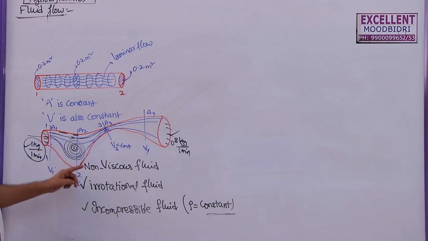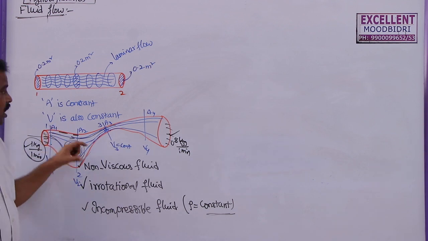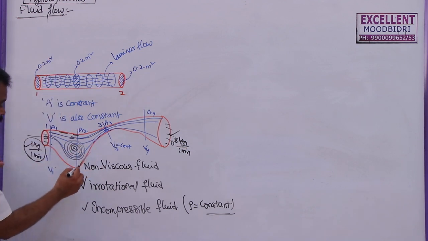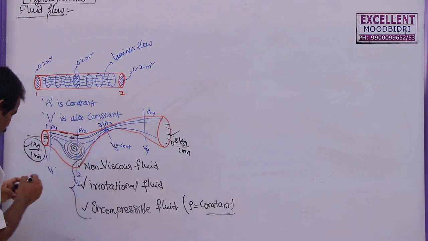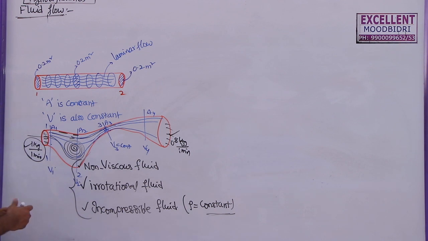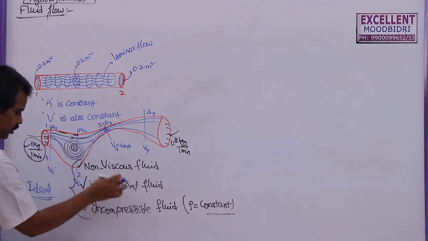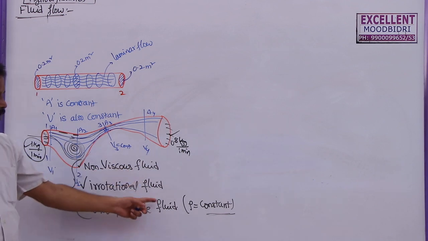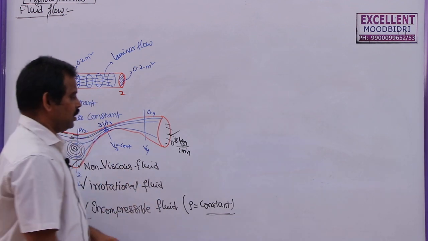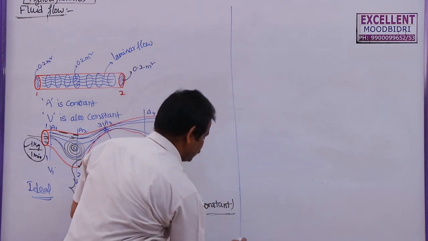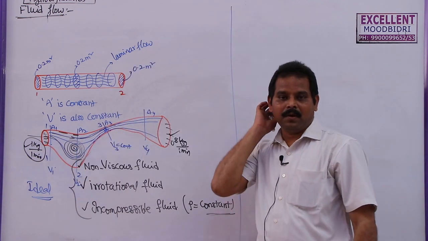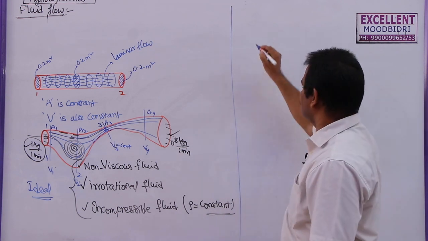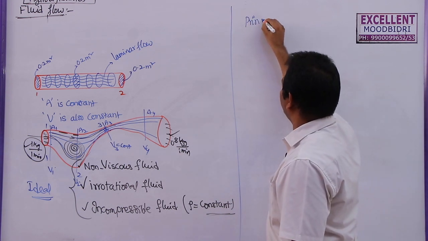So now I am telling once again, the laws of fluid flow can be applied only for ideal fluids. So what are these ideal fluids? A fluid is said to be ideal if it is non-viscous, irrotational, as well as incompressible. So only for these types of fluids we can apply these laws of fluid flow. So in that, first I am going to explain the principle of continuity or law of continuity. So what is this principle of continuity?